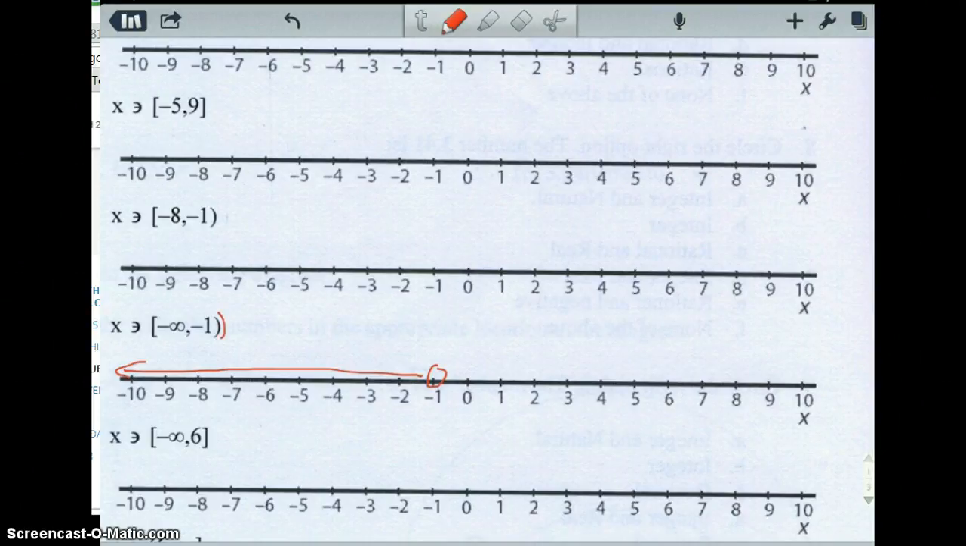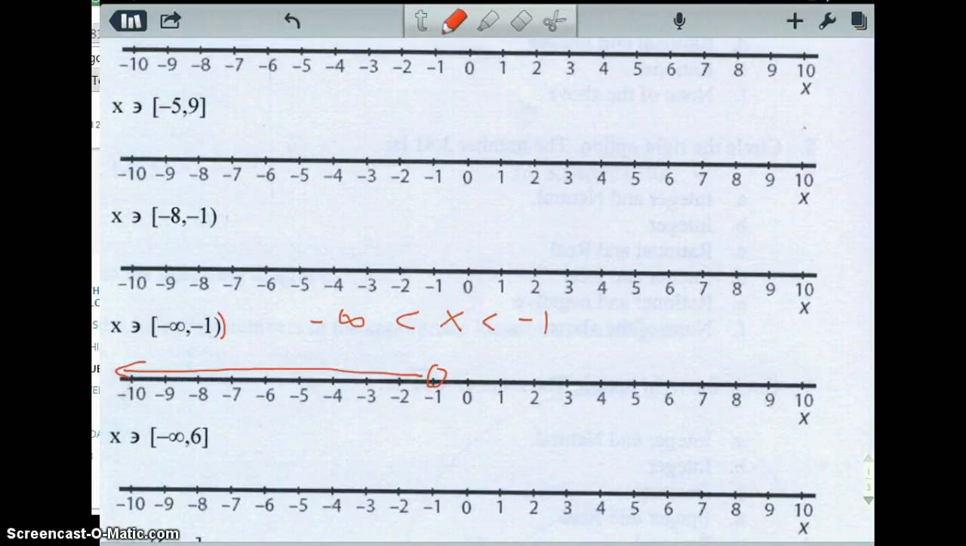If we were to write this in the other notation, we would write that x is greater than negative infinity and it's less than negative 1. We would not write less than or equal to negative 1 because it's a round parentheses. Okay? So since it's less than negative 1 and it's not less than or equal to negative 1, that means that the circle should be open because we do not include negative 1. Anything to the left of negative 1, like negative 1.0001, is included, but negative 1 itself is not.